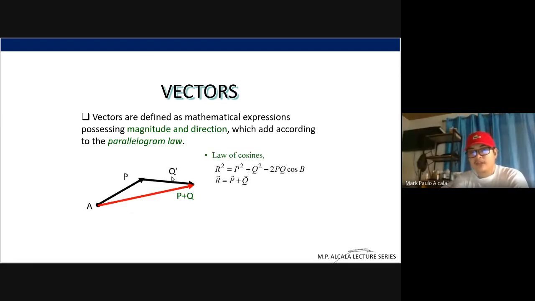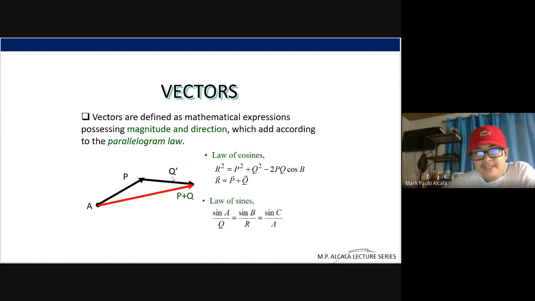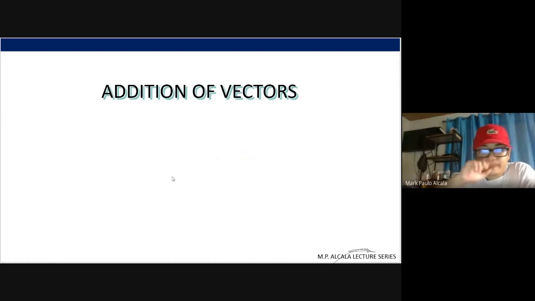So it follows also the law of cosines. R squared is equal to P squared plus Q squared minus 2PQ cosine B. The magnitude of R is the square root of P squared plus Q squared minus 2PQ cosine of the included angle B. Okay. And the law of sines, so we already know this from our trigonometry. That is why, class, statics requires algebra, okay, as a prerequisite, and trigonometry.